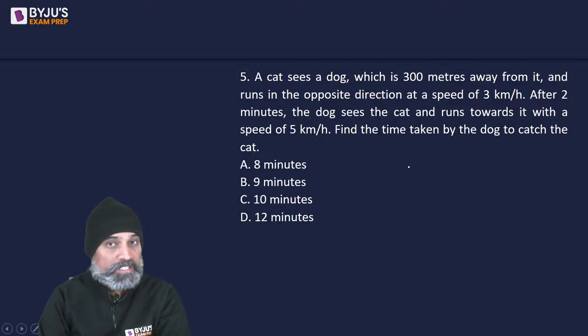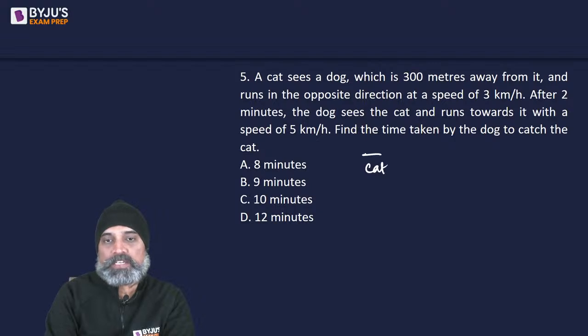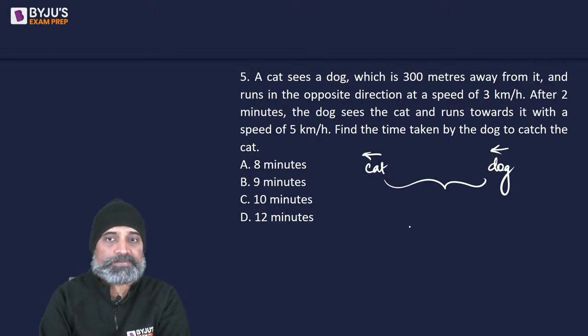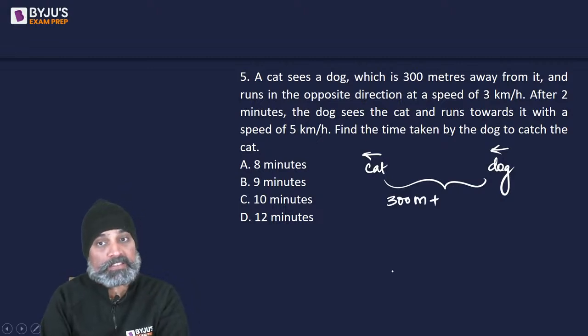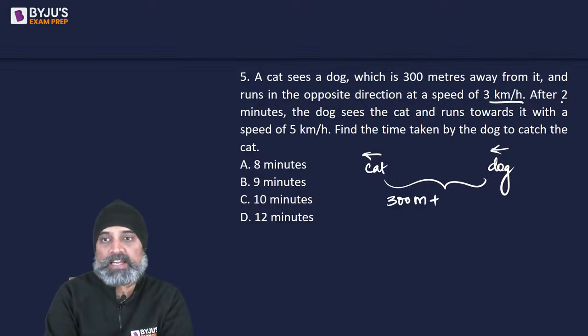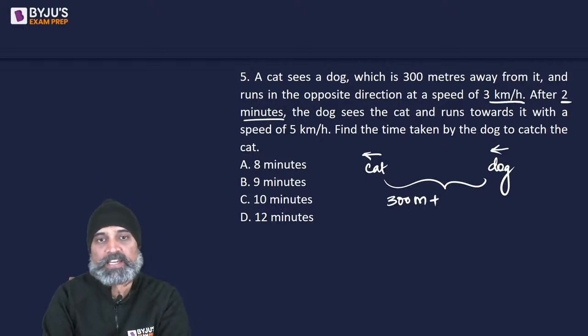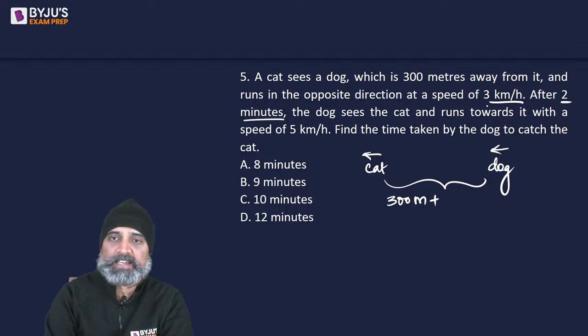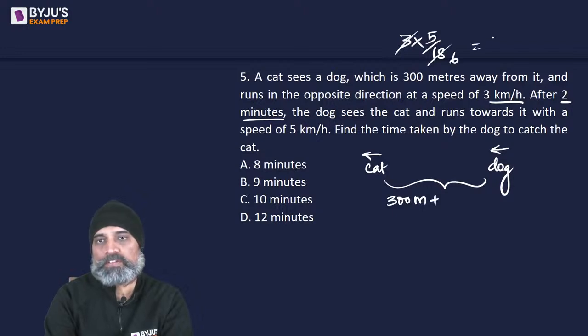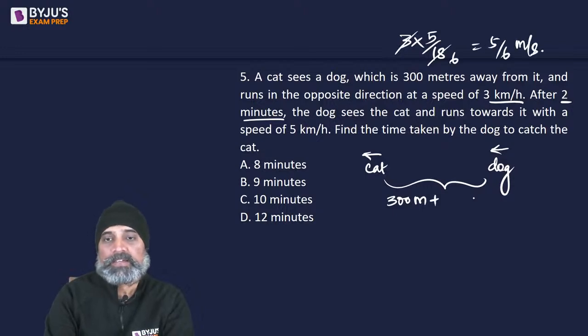Well, by the time the dog sees the cat, suppose the cat is running in this direction and the dog is running in this direction. The distance between the cat and dog, which was already 300 meters, will now increase because the dog saw the cat after 2 minutes. The cat had already started running at the speed of 3 kilometers per hour. So the extra distance that the cat will cover is, we can convert this kilometer per hour into meter per second again. So it's going to be 3 into 5 upon 18, which is going to give us 5 by 6 meter per second, right?